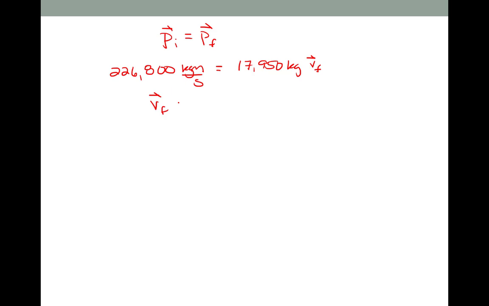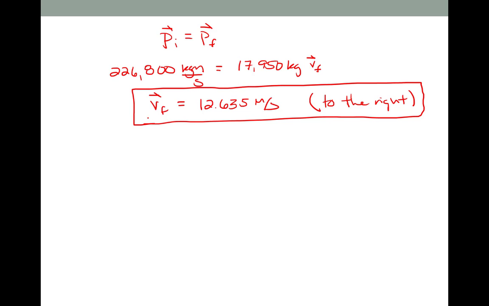And now I can say momentum must be conserved. So the initial momentum has to equal the final momentum. Remember, the initial momentum that I found was 226,800 kilogram meters per second. And that equals 17,950 kilograms times V final, which gives me V final equaling 12.635 meters per second. It is positive, so that tells me to the right. So that answers the first part of this problem.